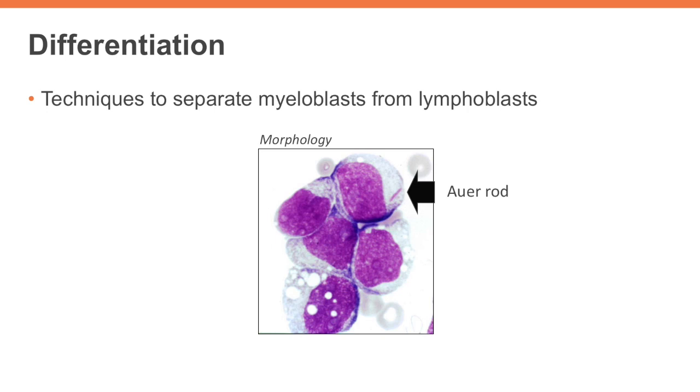And in particular, if we see Auer rods, which is that pink rod-like crystalline structure in the cytoplasm of this myeloblast, by definition, if an Auer rod is present, this is a myeloblast and this is acute myeloid leukemia.